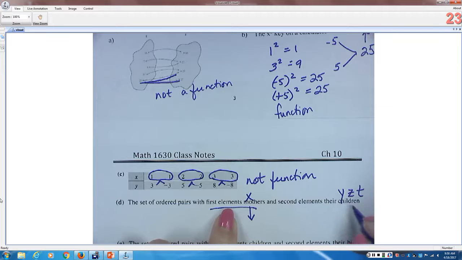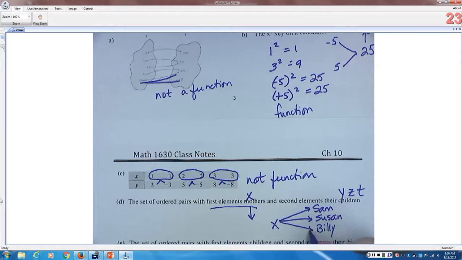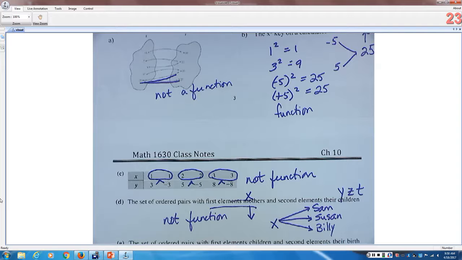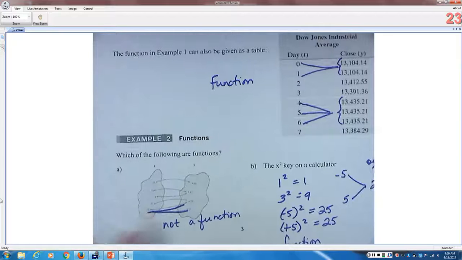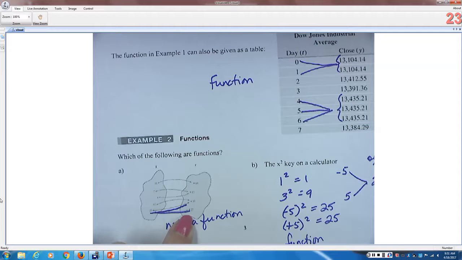That is possible. But that means then that X is corresponding to Sam and Susan and Billy. Too many branches going off X. So no, this is not a function. Because remember, the first element is the X, and that's the mother, and the mother's having lots of different children. And just like here, this is the mother, and these are her two children. Okay?